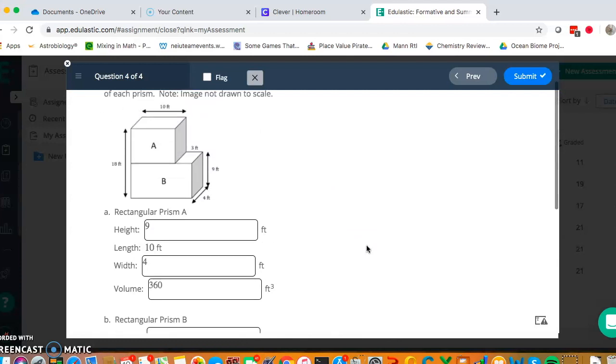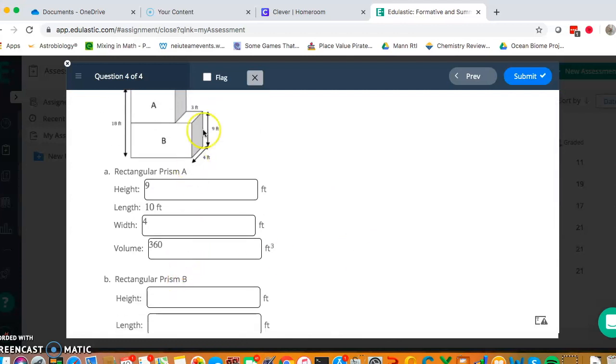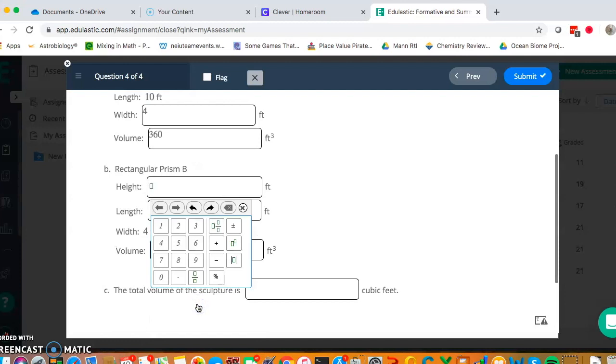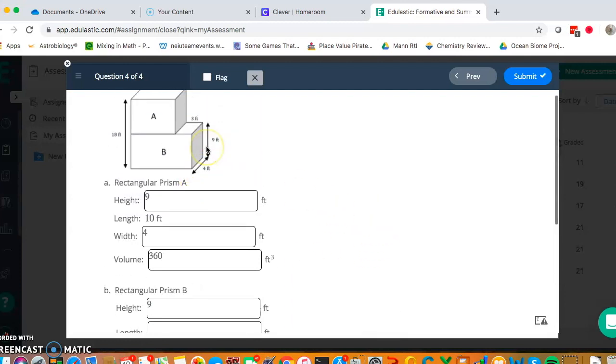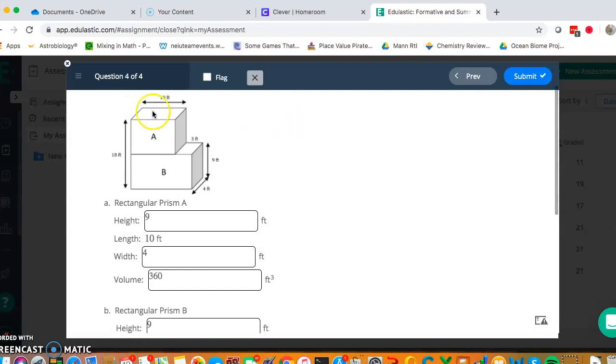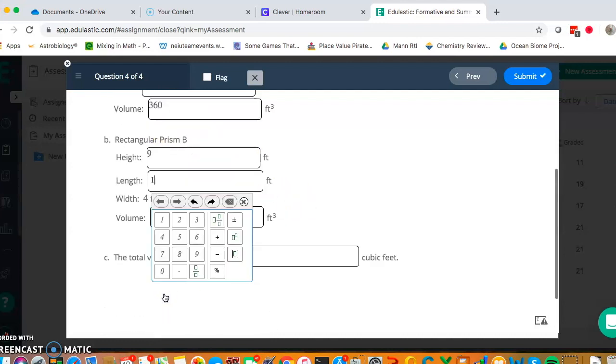Now, look, prism B. Well, I already know that the height is 9 because it's clearly on there. It's also showing me the width as being 4, so now it's just a matter of finding that length. And what I did here is I realized that the length of A is 10, and then there's this little measurement here of 3. 10 plus 3 is 13 is what I mean. So the total length for B must be 13.